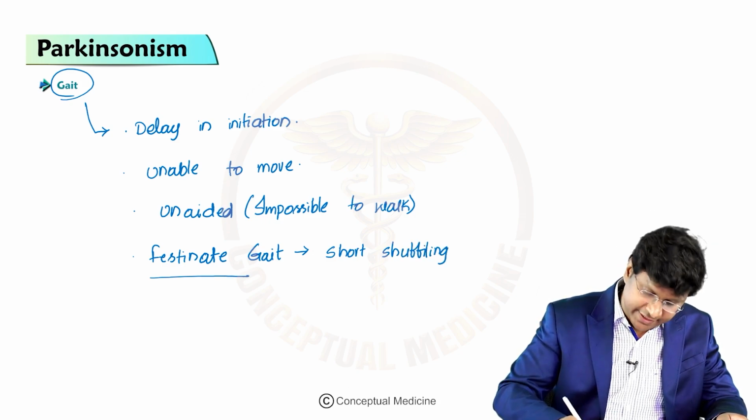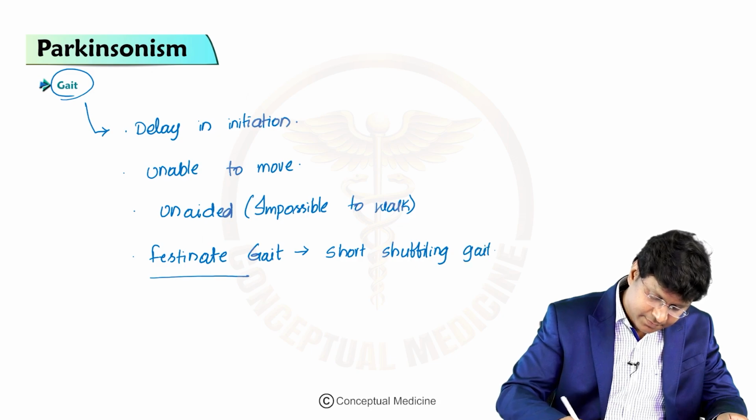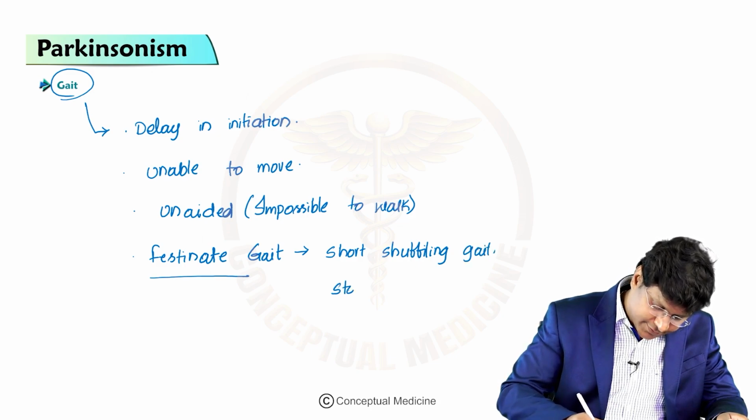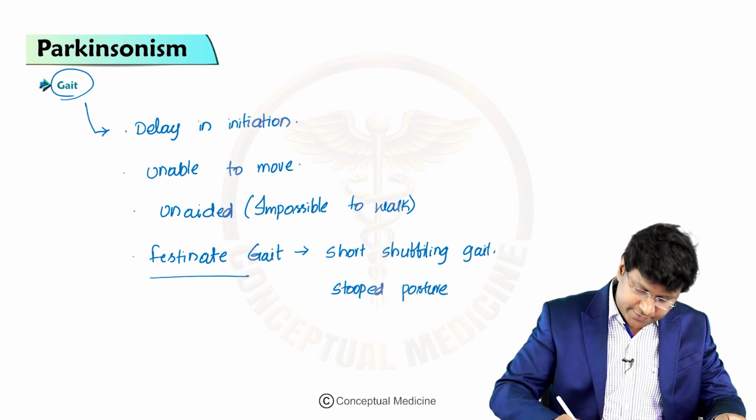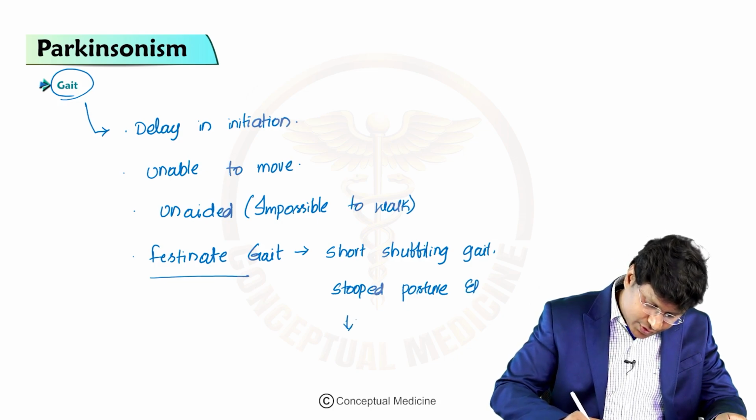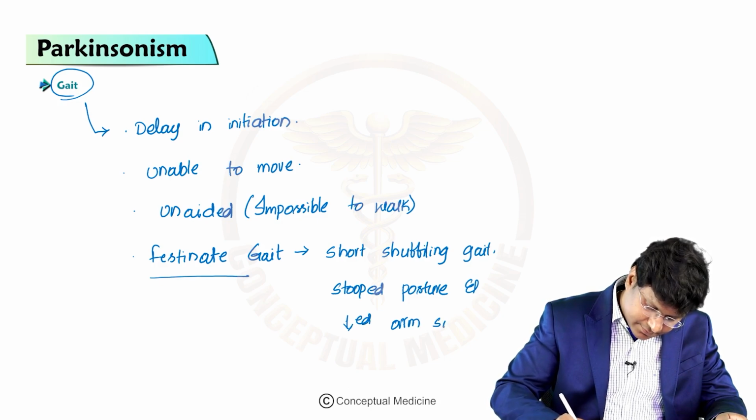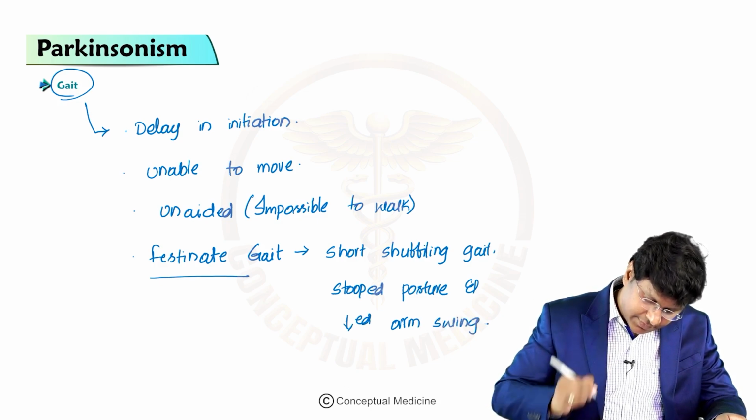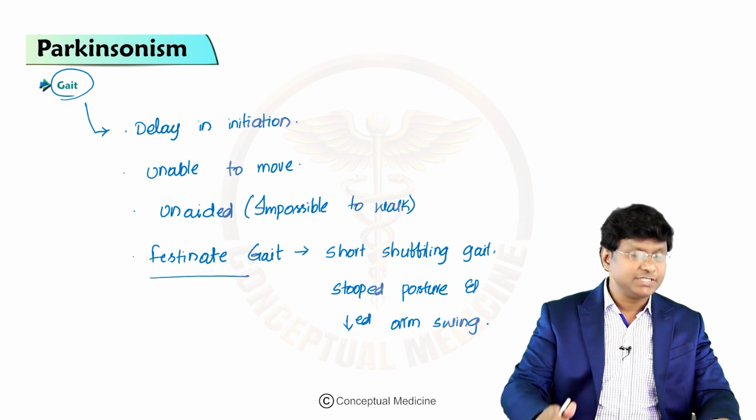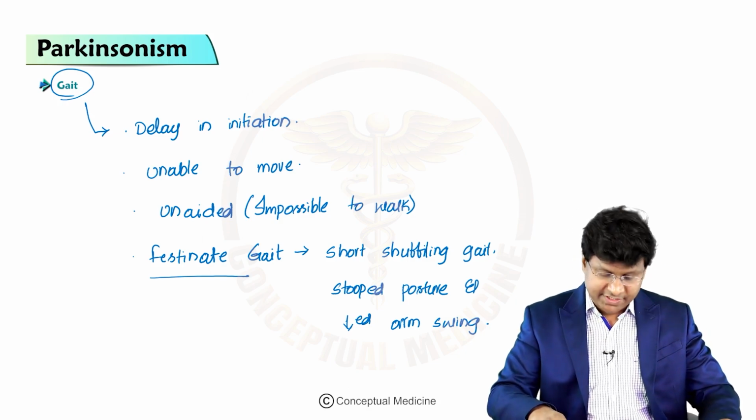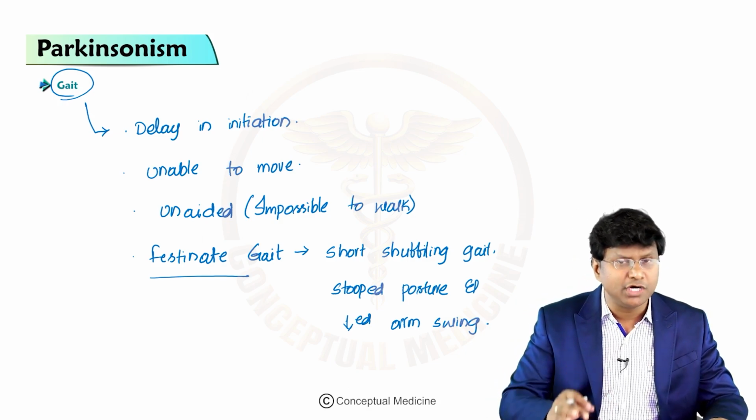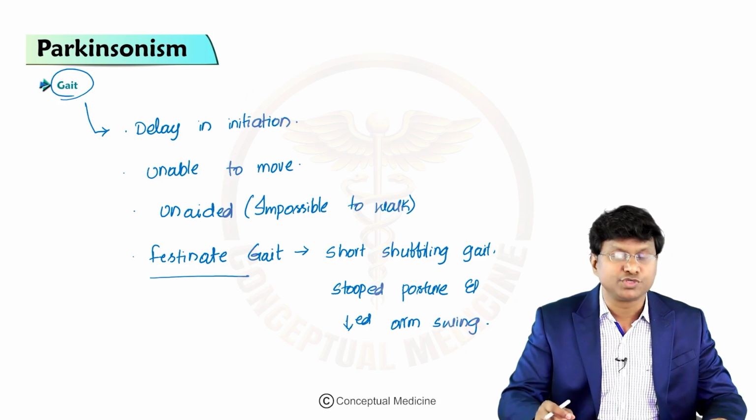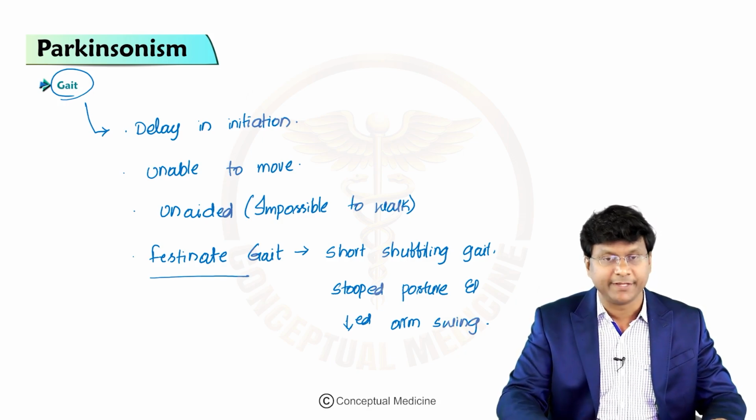Right, short shuffling gait with stooped posture and reduced arm swing. That is what is your festinate gait. Festinate gait is where you have a short shuffling gait, stooped posture and reduced arm swing.